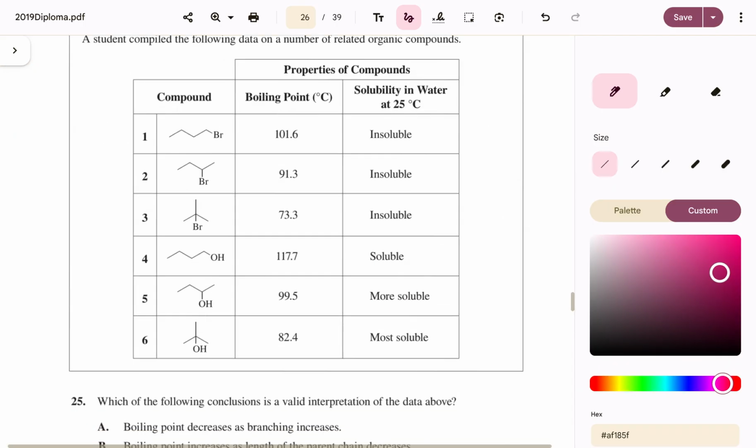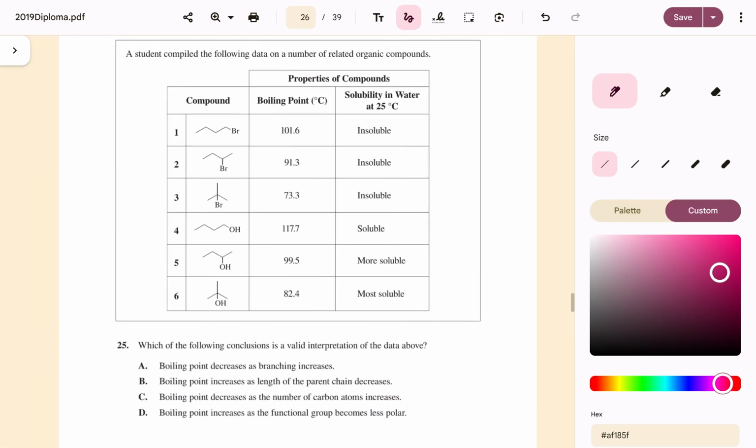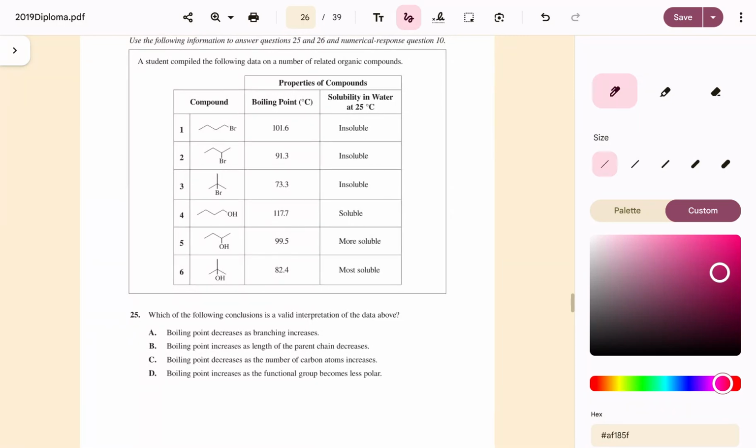Again, I believe this question came up before as well, but you have this chart, and then you have to interpret some value or some information. If you look at this chart, you'll notice that as you're adding branches, your boiling point gets smaller. You can read this over, but you will see it. So in this one, your answer is your boiling point decreases as your branching increases. So that would be A.